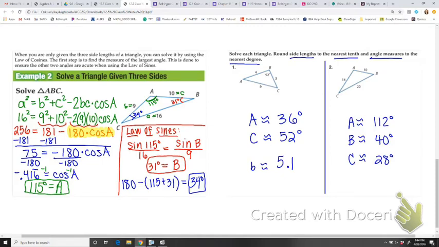So on the right here, there's 2 extra problems for you to try on your own. The answers are given there, so you can work through that on your own. You can pause the video if you need to, work that out on a piece of paper.